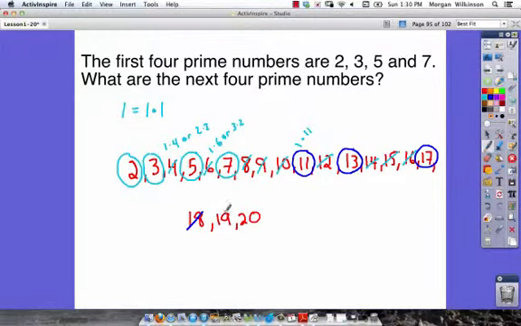Then 19. That is 1 times 19. We've got our last prime number. We can stop now because we need to find out what the next 4 prime numbers are. We've got 1, 2, 3, and 4. So our answers are 11, 13, 17, and 19. And we're all done with this problem. We're going to move on to the next slide. Pause now if you need more time.